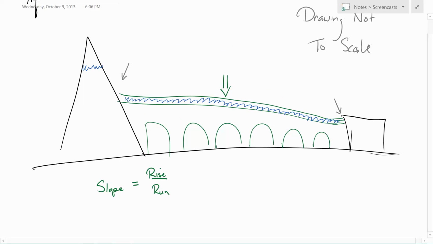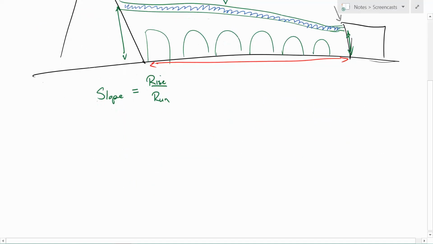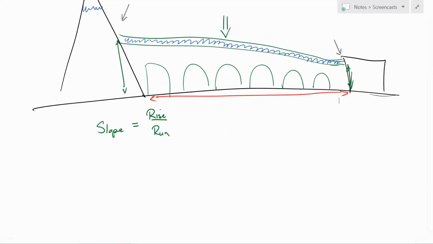Well, if we look, here is the rise of our aqueduct. Right? We have some vertical distance that it's covering. And in terms of the run, well, that's simply how far the aqueduct is going. And so when we're building this, in order to have a good steady flow of water, and we want a good steady flow of water, if we have a very fast flow of water, it could erode stuff, flood over the edge, sloshing a bit, we don't want that.